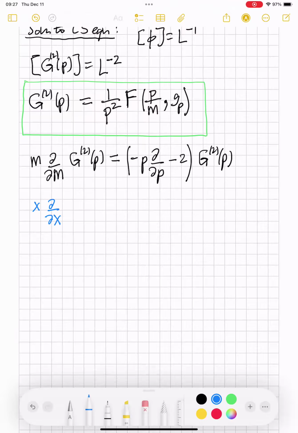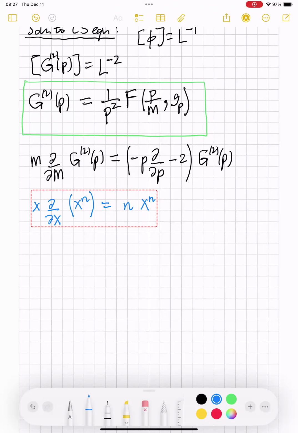So these are the kinds of operators that I'm studying. If I take x d/dx and apply it to x^n, what I get is just n times x^n. So what does this operator do when it's applied to something? It's just counting the number of x's. In exactly the same way, m d/dm will count the number of m's, and p d/dp will count the number of p's.